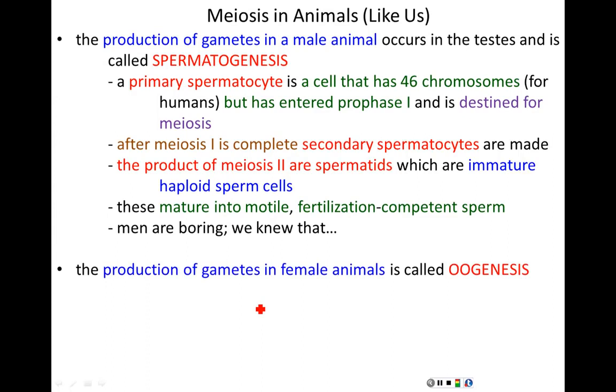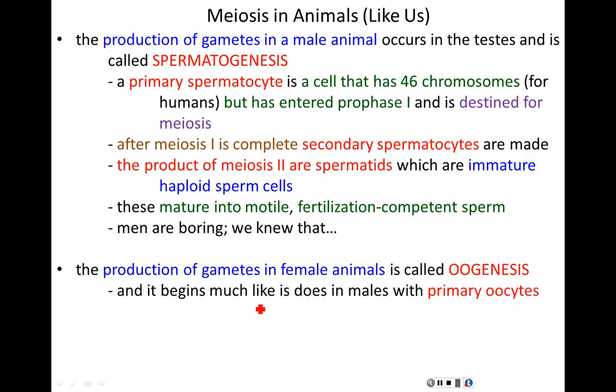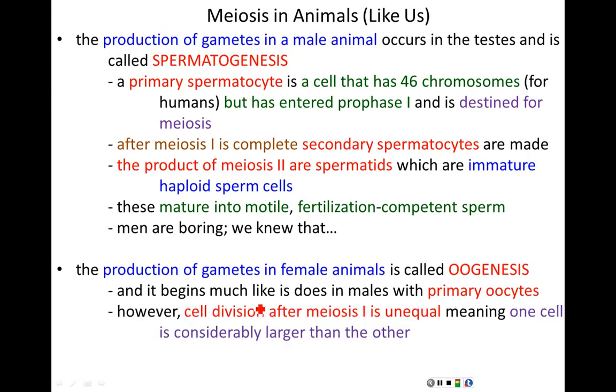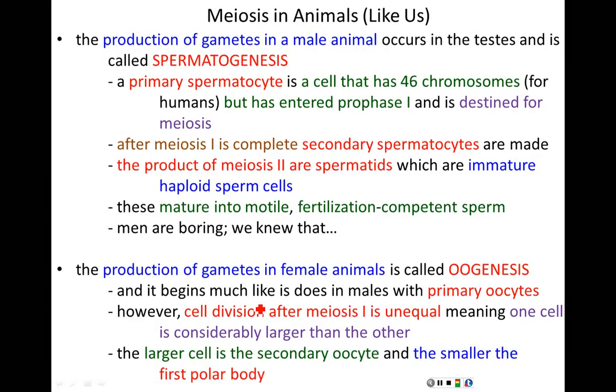The production of gametes in female mammals and female animals is much more interesting. It's called oogenesis or oogenesis, depending on who you hear the word from. It begins much like it does in males with a cell that we refer to as a primary oocyte. The primary oocyte is diploid, as is the case in males. However, after the cell division of meiosis 1, we not only have a reductive division, we have an unequal division, meaning one cell is considerably larger than the other, and this is because the larger cell got most of the cytoplasm. The smaller cell got very little of the cytoplasm.